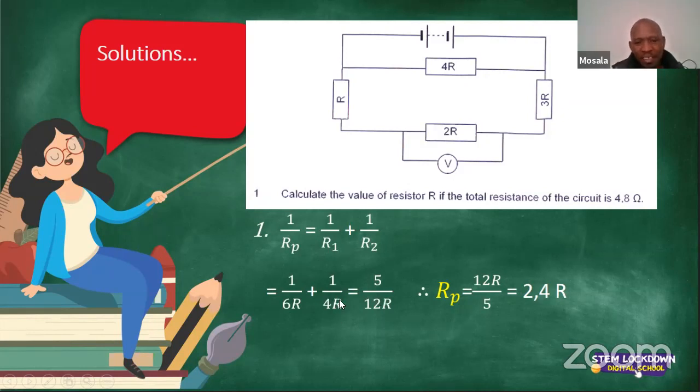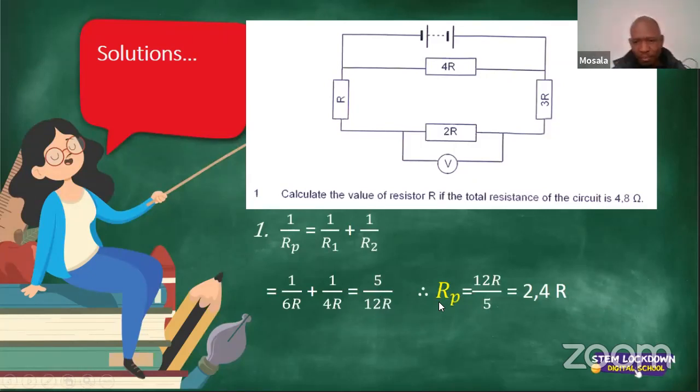So, 6 goes how many times into 12? It goes 2 times, and then 2 times 1 is 2. And 4R goes how many times into 12R? It goes 3 times, and 3 times 1 is 3. So 2 plus 3 is 5 over 12R.